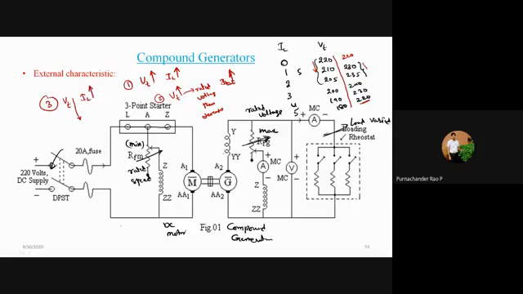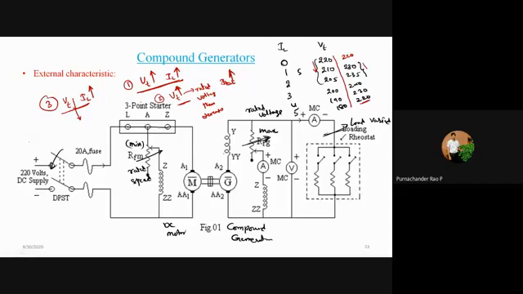What is the first case? Anyone? What is the first case? Your terminal voltage goes on increasing with the increase in the load current. And the second case is that the terminal voltage increases, then decreases, reaches the rated value, then again decreases. This is the second case. And the third case is that the terminal voltage always decreases.